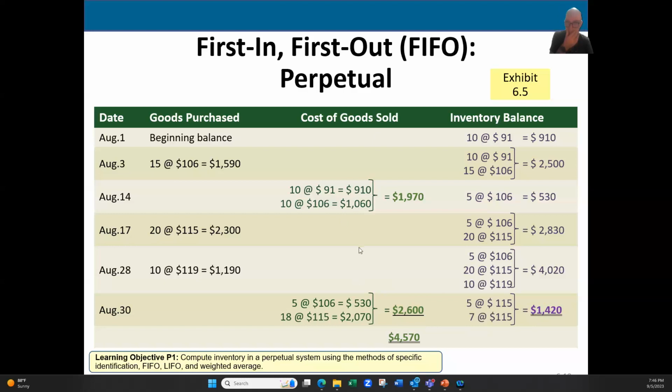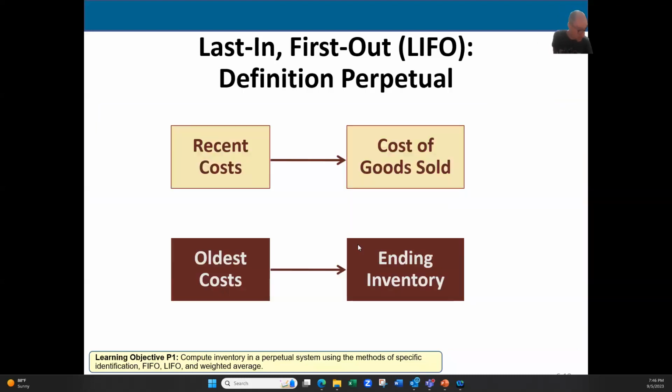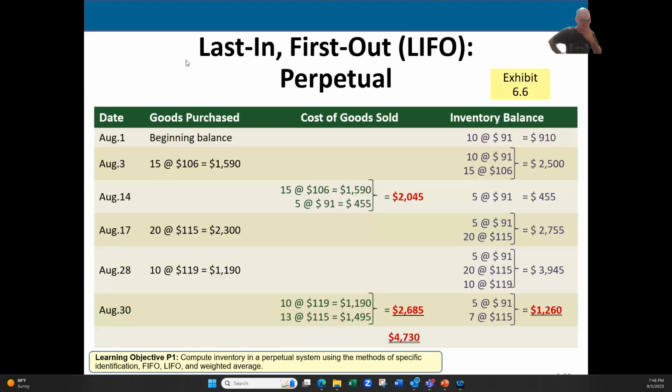Now let's move on to last in, first out, which is sometimes also equally as confusing. So let's break this one down. Here we have the same set of data. Beginning balance, $110 worth, 10 bikes, $91 a piece. August 3rd, just 15 bikes at $106 a piece. Add that to my inventory. August 14th, I made some sales.